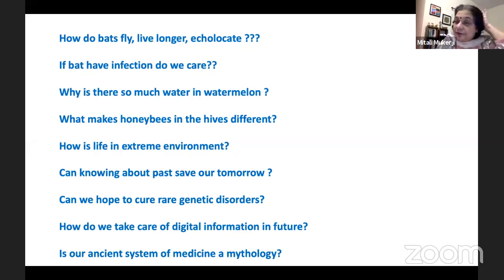How do we find cures for genetic disorders? Not many people want to work on rare genetic disorders because they impact 1 in 10,000 people. That doesn't make business sense, right? But for families who suffer with a rare genetic disorder, it matters quite a lot, right? Or the other thing is, now we are all on the net.